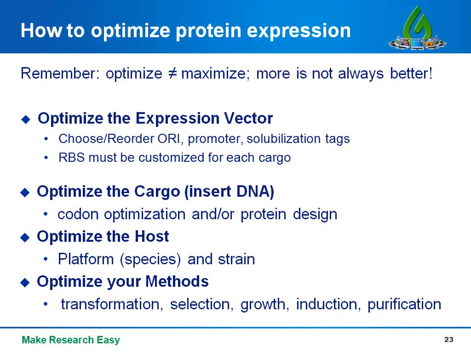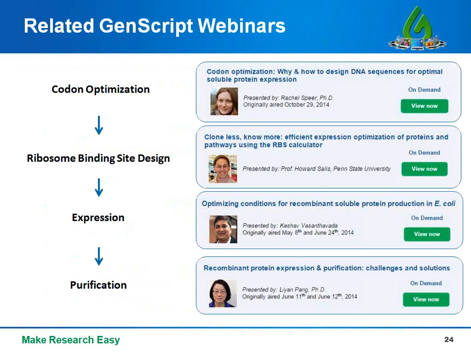And of course, you may consider optimizing your expression and purification methods. So how you transform and select, the media and conditions, the temperature that you use to grow and to induce expression in the cells, and how you purify the protein from the cells. All of these are steps that can be optimized. So to help with each of these different steps, GenScript has several webinars that are archived on our website for you to view on demand.